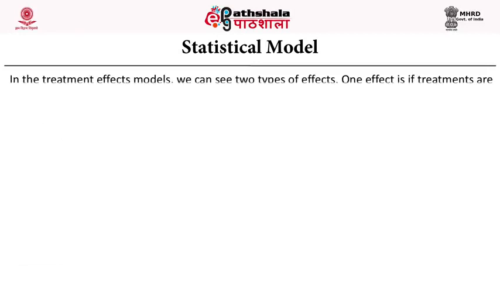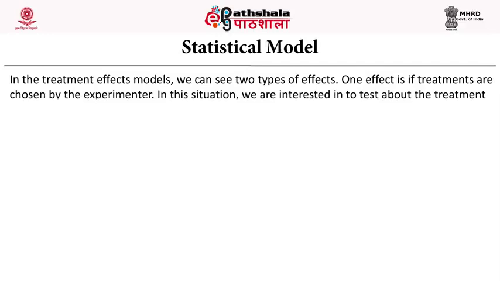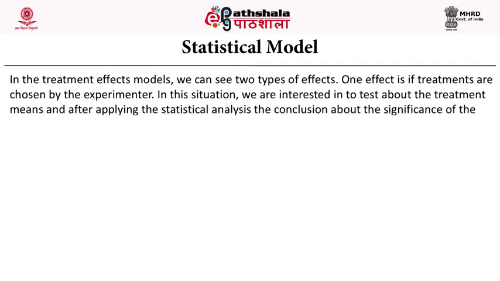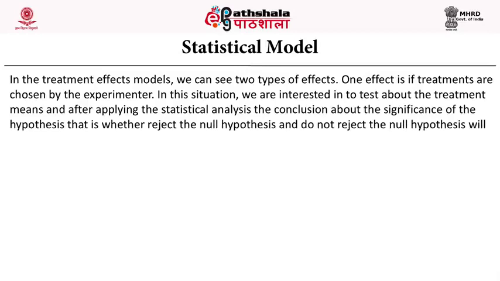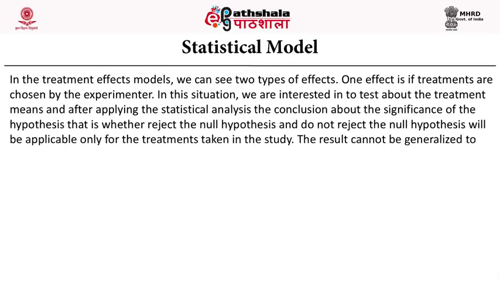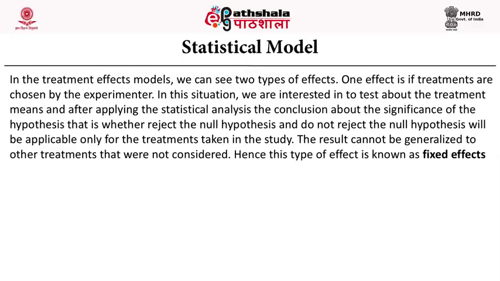In the treatment effects model, we can see two types of effect. One is when the treatments are chosen by the experimenter. In this situation, we are interested in testing the treatment means, and after applying the statistical analysis, the conclusion about the hypothesis, that is whether to reject or not reject the null hypothesis, is only applicable to the treatments taken in the study. The result cannot be generalized to other treatments that were not considered. Hence, this type of effect is known as the fixed effect model.